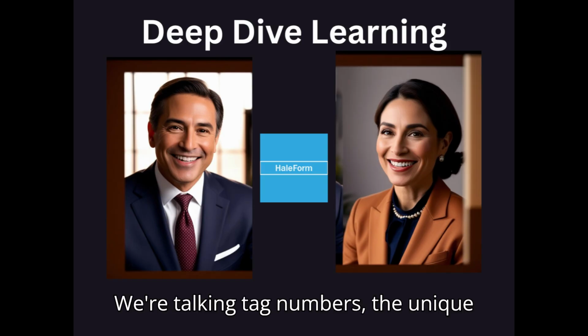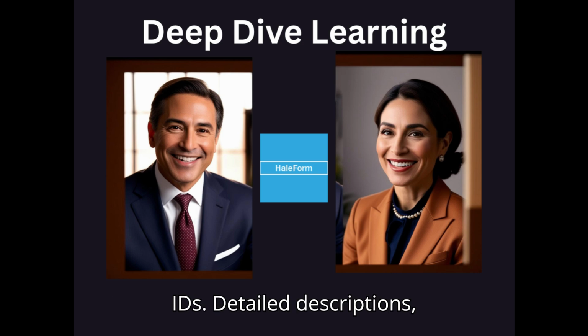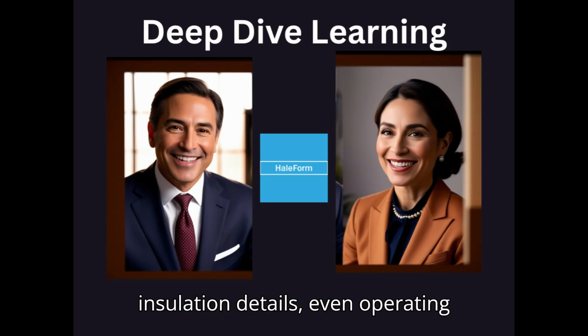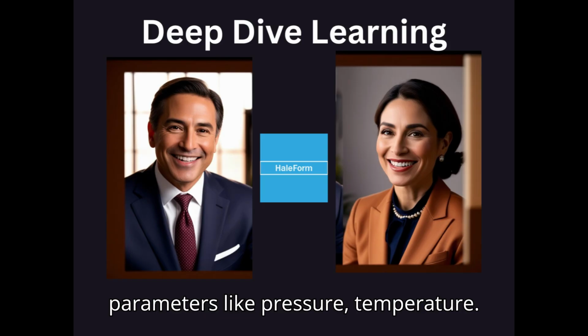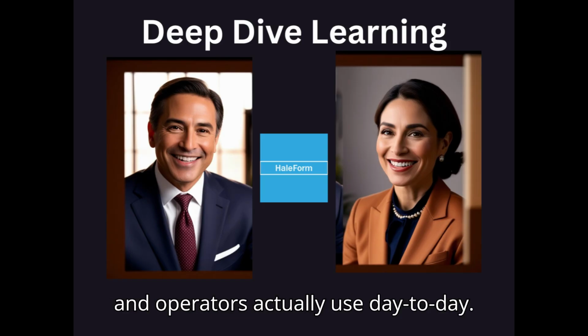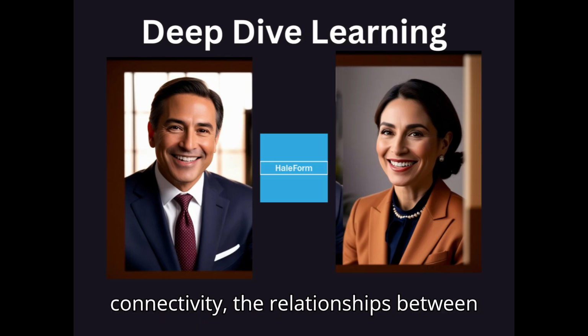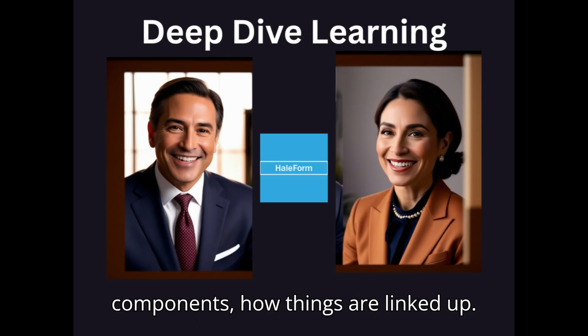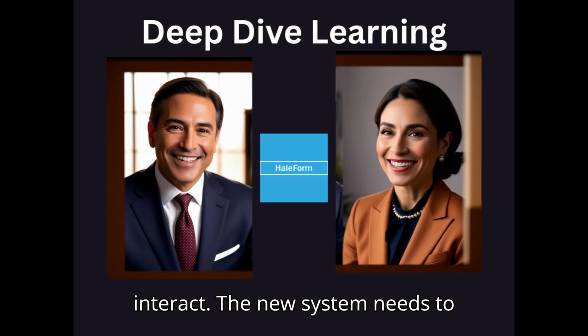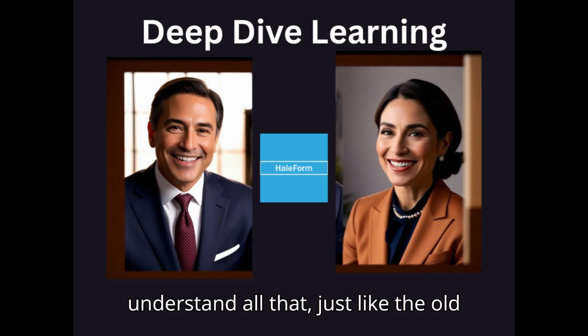We're talking tag numbers, the unique IDs, detailed descriptions, material specs, line numbers for pipes, insulation details, even operating parameters like pressure, temperature. Wow, all the critical details engineers and operators actually use day to day. Exactly that. And then there's the connectivity, the relationships between components. How things are linked up. Yeah, how things connect, how they interact. The new system needs to understand all that, just like the old one did.